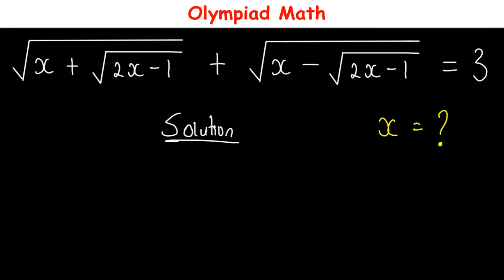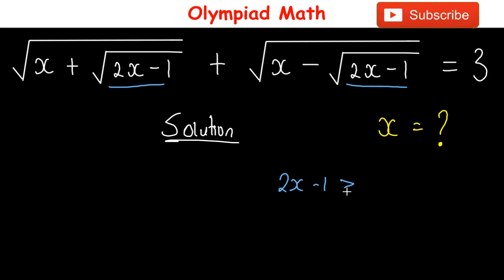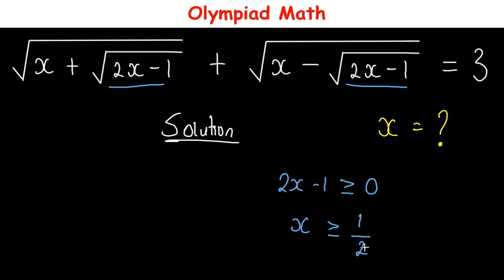solution. So looking at this 2x minus 1 under the radical sign, this means that the value of 2x minus 1, since it is under the square root sign, will be greater than or equal to 0. Such that with this, the value of x will be greater than or equal to 1 over 2.